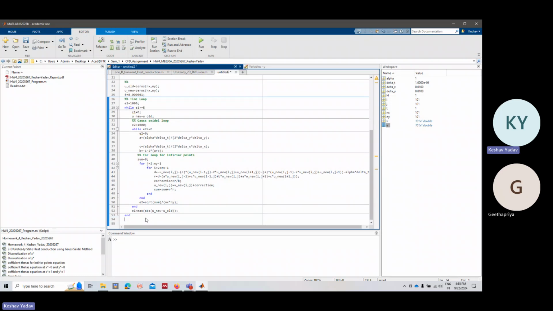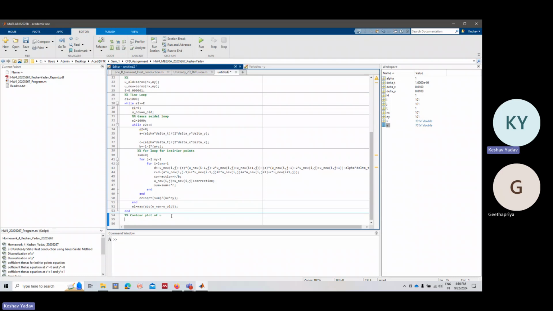I will plot it. I will do the plotting. Plotting of what? First, I will do the contour plot of U, the contour plot of U at steady state. How can we do that?